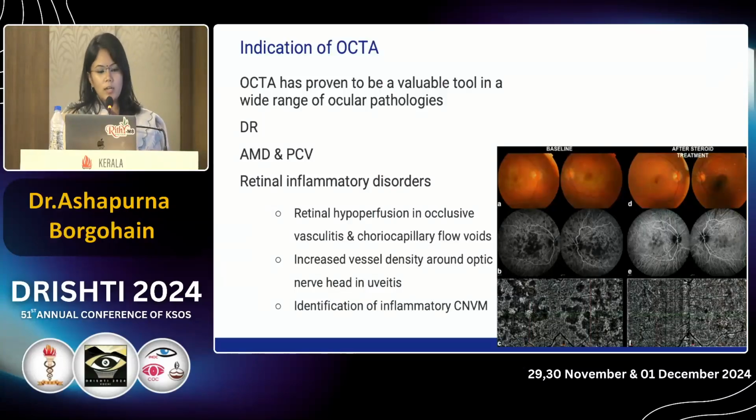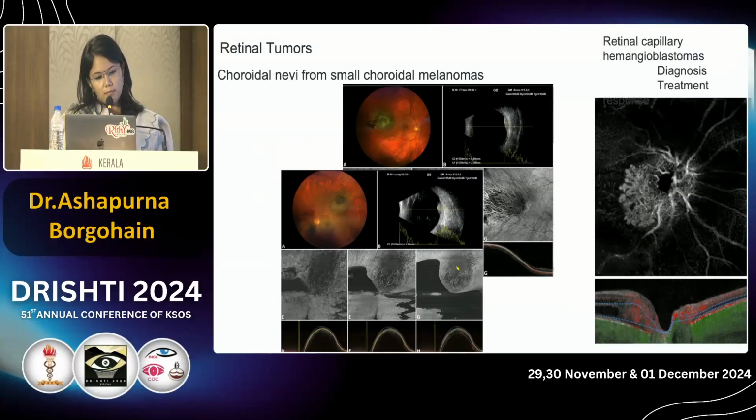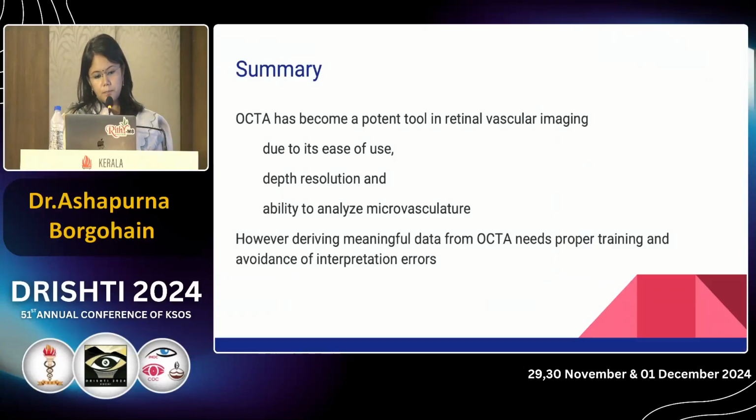So, indications of OCTA: it has been a valuable tool in a wide range of ocular pathologies, most commonly used in diabetic retinopathy, AMD and PCV, which will be dealt with in the subsequent talks. It can also be used in retinal inflammatory disorders for diagnosis as well as follow-up. In hereditary disease, mostly in Best disease, to pick up the CNVMs. In retinal tumors, to differentiate choroidal nevi from choroidal melanomas. In retinal capillary hemangioblastomas.